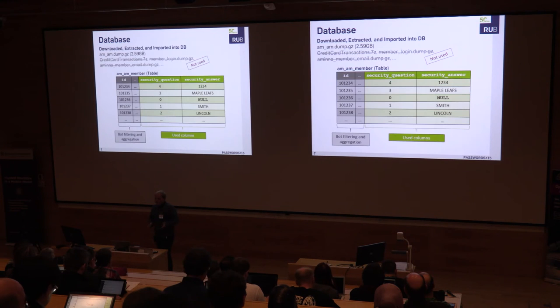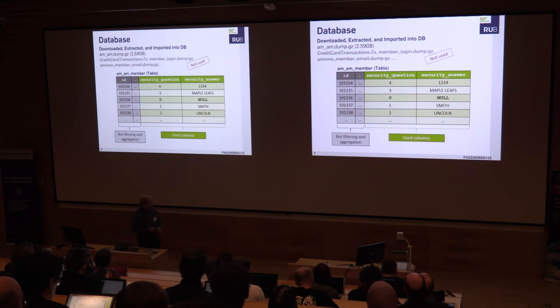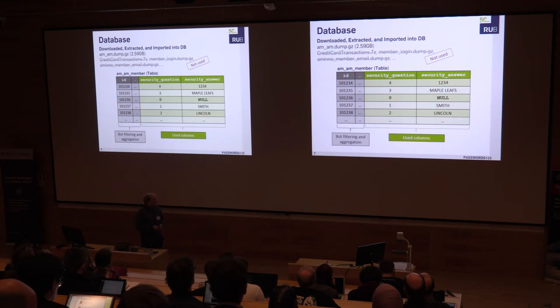It was over 20 gigabytes. However, we only considered a single table of this leak. All the other files were deleted and not used. This file is called MM member table, and you can see in the table here on the slide, we only used these two columns called security questions and security answers. And of course, there are other columns, but those were only used for bot filtering and the aggregation of the results. So we considered different age groups and nationalities.